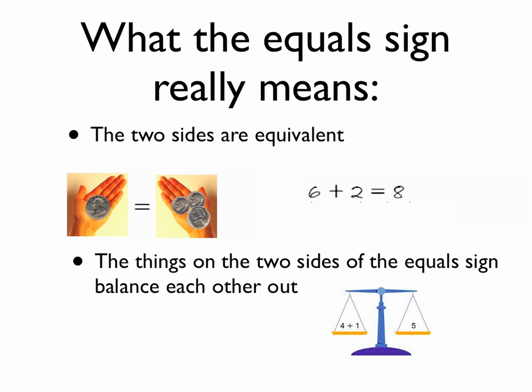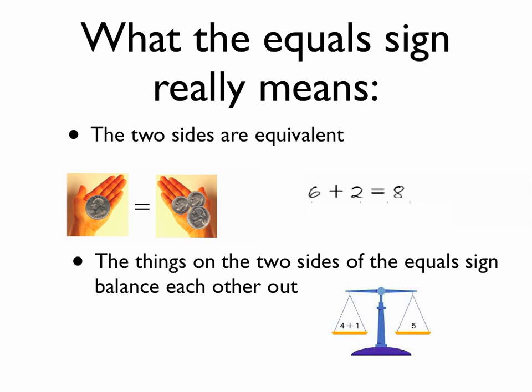First, we need to understand what the equal sign in a math expression really means. What it means is that the two sides of the equation are equivalent. That means they are the same value. The first picture shown here shows one hand with a quarter and another with 2 dimes and a nickel. Even though the number of coins is different, in this case, the value of the money in the left hand and the right hand is the same. And so we can put an equal sign in between them.